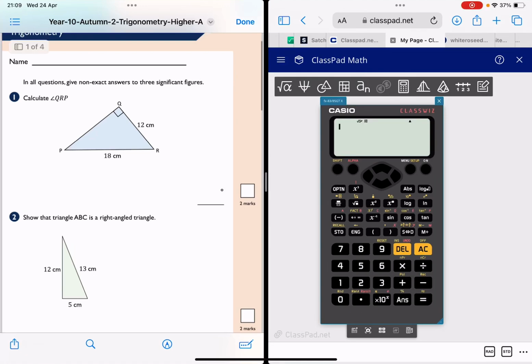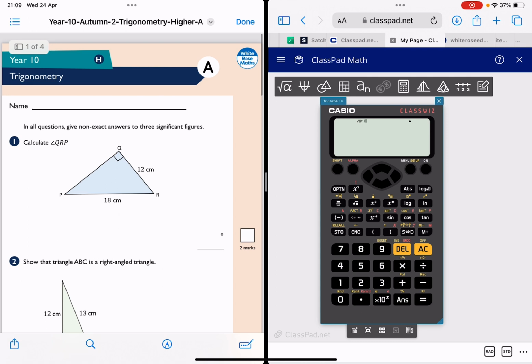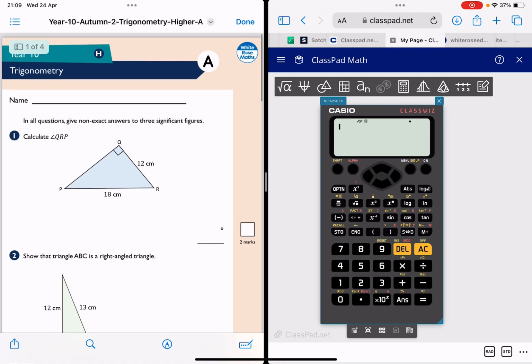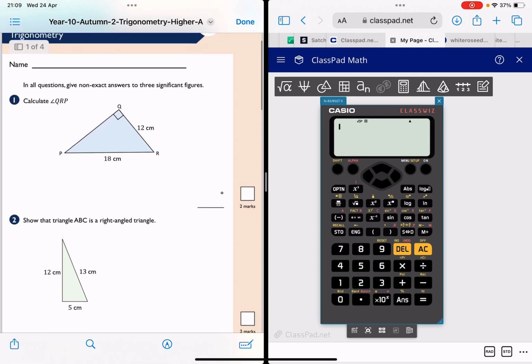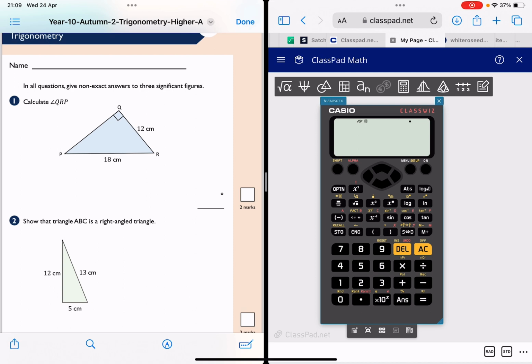Okay, here we've got the second topic of Year 10, the higher trigonometry. I've got my calculator ready here. Just one thing to remember with your calculator, you always want it in degrees.